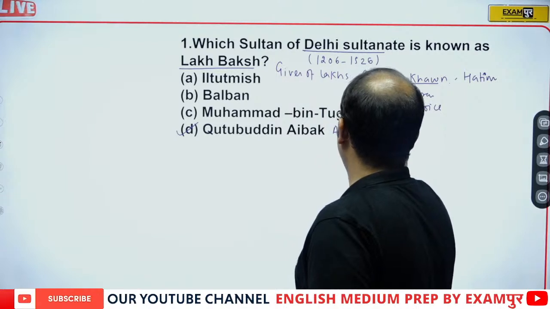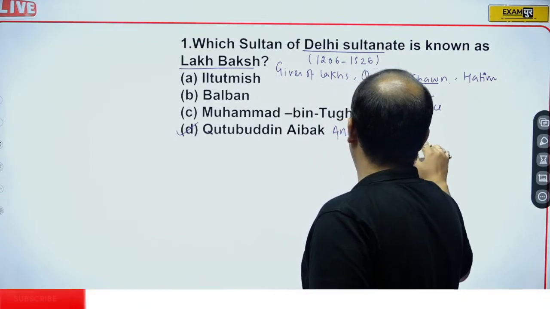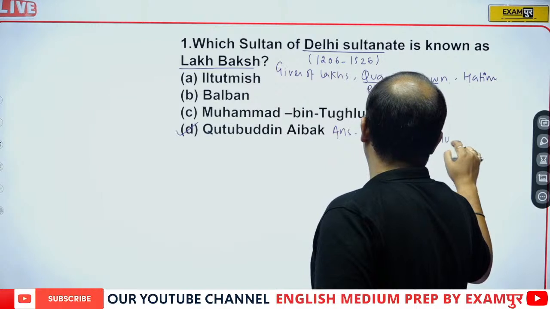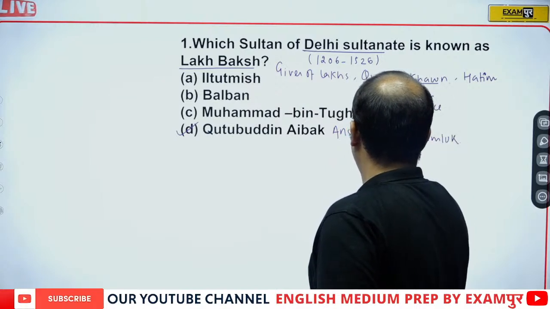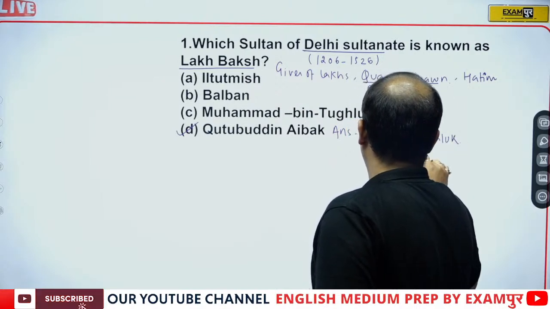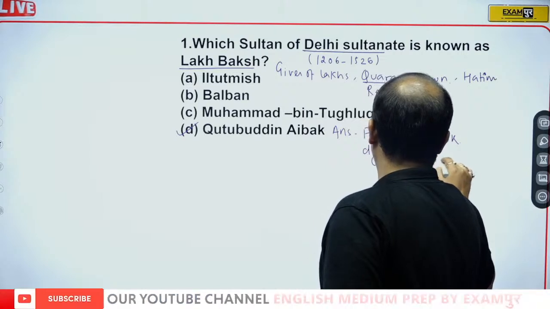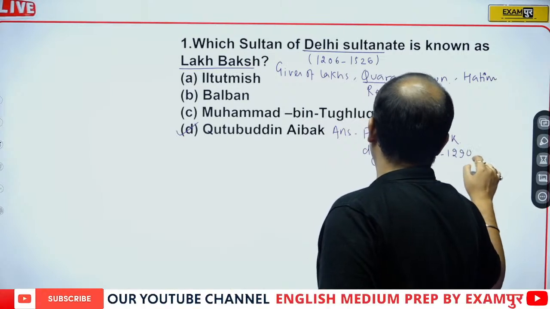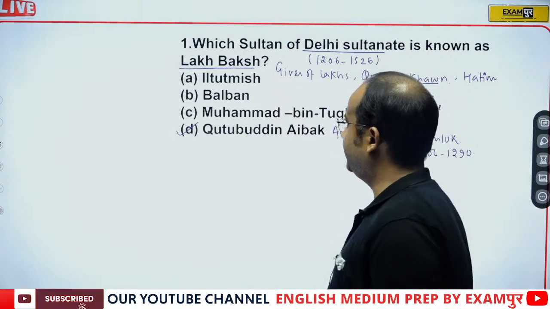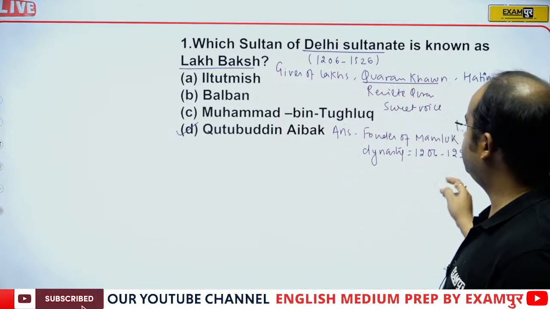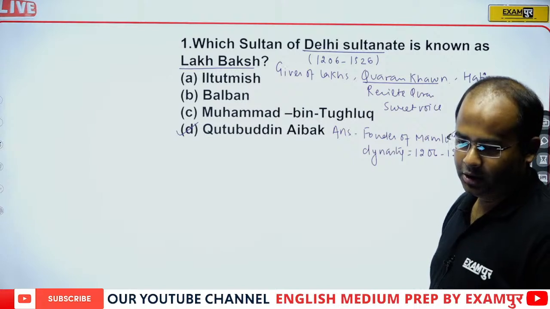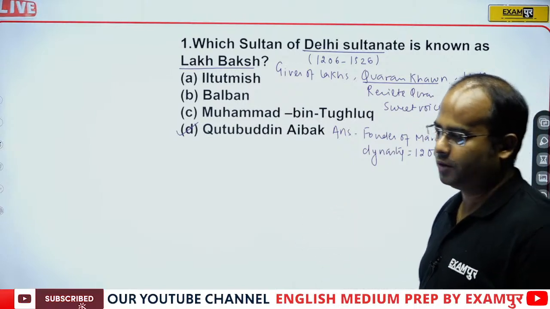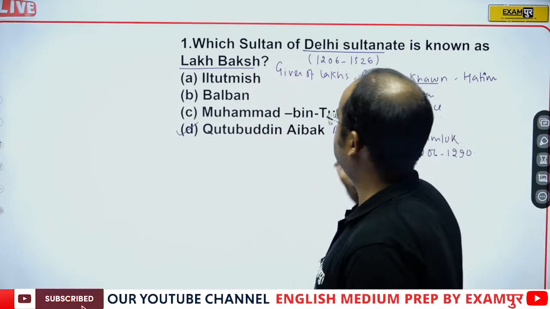who was the founder of the Mamluk dynasty, which ruled from 1206 to 1290. So the correct answer will be option D, that is Kutubuddin Aibak.